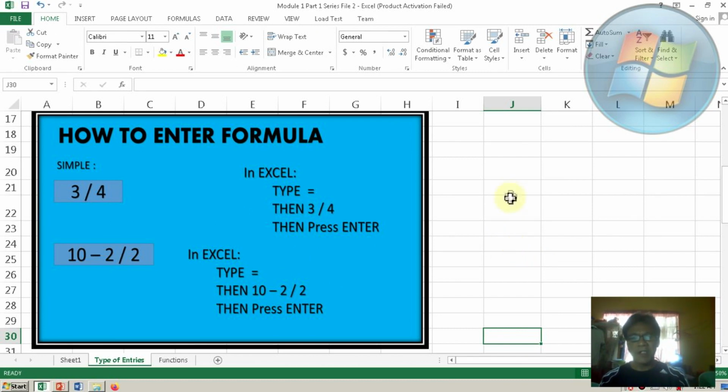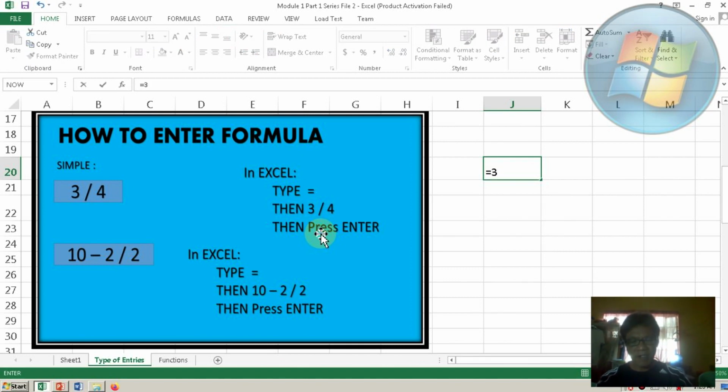Now we will enter the formula in a way that is valid in Excel. Okay, so let's say we have a simple formula, 3 or 4. So this is a representation of a very simple mathematical operation. Now in Excel we have to type in equals and then followed by the formula itself, then enter. Okay, that's how we can enter formulas, simple or complex, in Excel. Okay, so let's have it. Okay, and then press enter. So that will be the result of the calculation. So you could no longer see the formula but the result of the calculation.